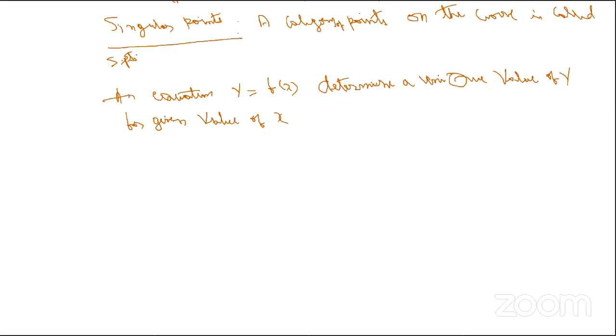So for example, f of x comma y equal to x square plus y square minus r square.